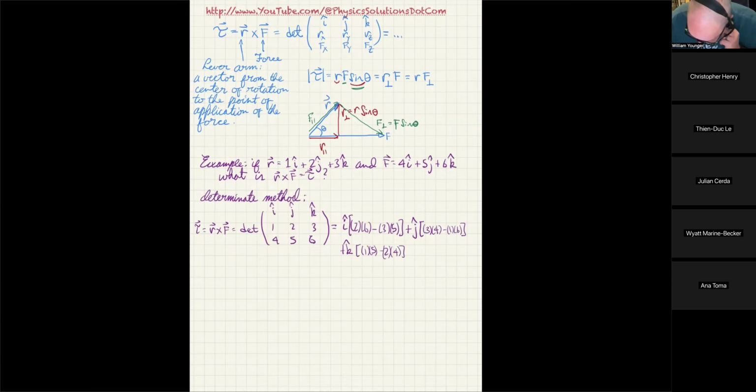And that gives me, of course, excuse me, 2 times 6 is 12. 3 times 5 is 15. So 12 minus 15 is -3. So that's -3 i hat. 3 times 4 is 12. 1 times 6 is 6. 12 minus 6 is 6. So that'd be plus 6 j hat. And then 1 times 5 is 5. 2 times 4 is 8. 5 minus 8 is -3. So this would be -3 k hat. So that's what the actual torque is if those were my two vectors.